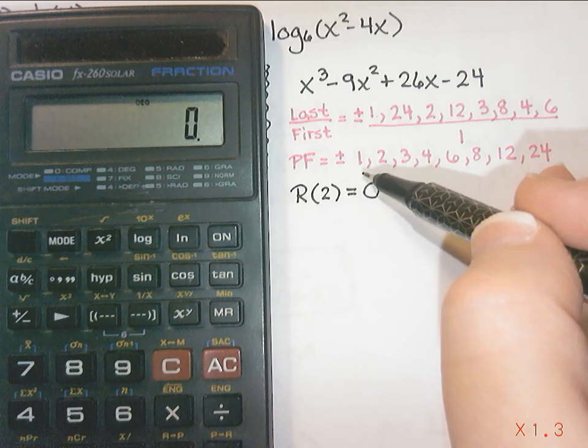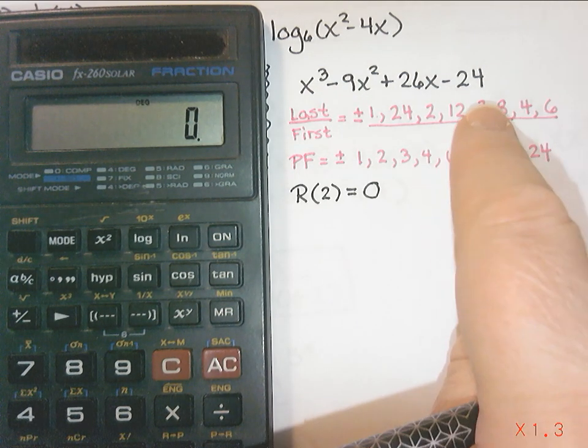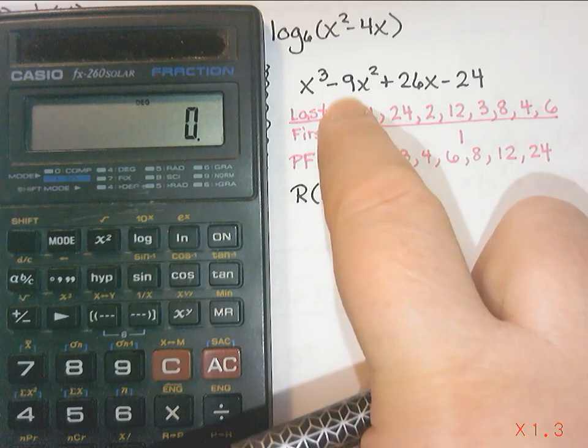Now I said I didn't think 1 was going to work. I normally look at the coefficients, right? So I've got 24, 26, 9, and 1.